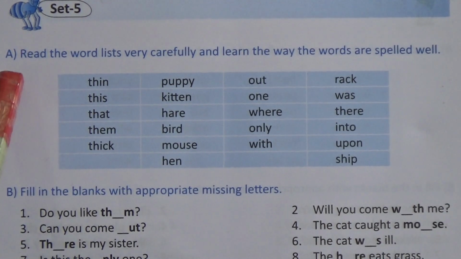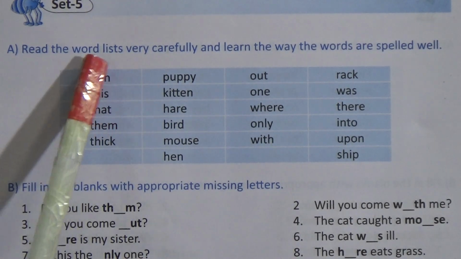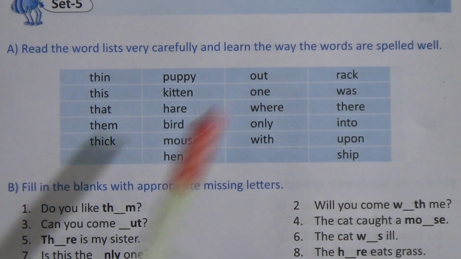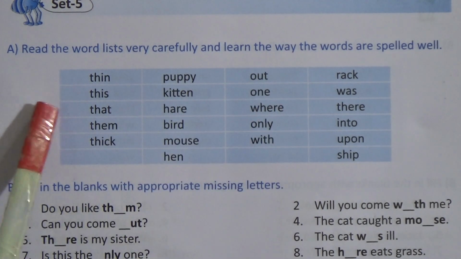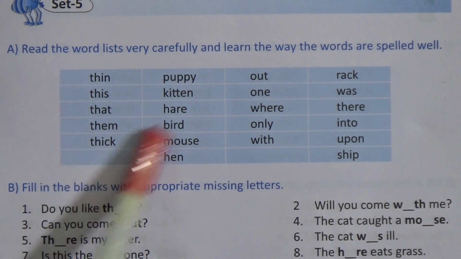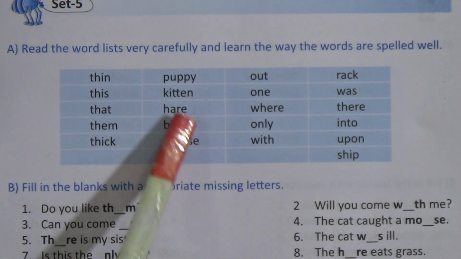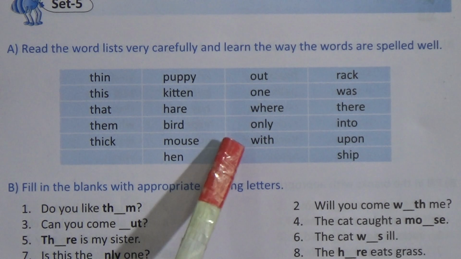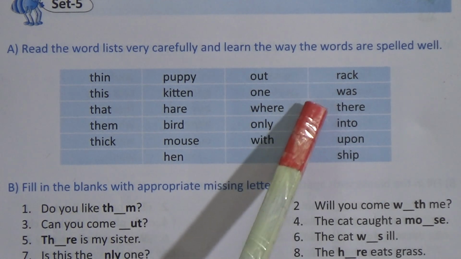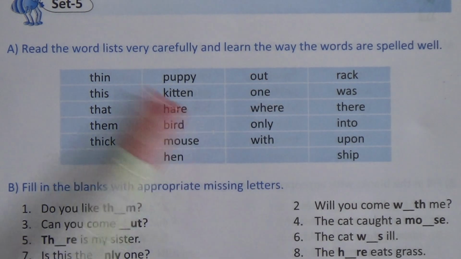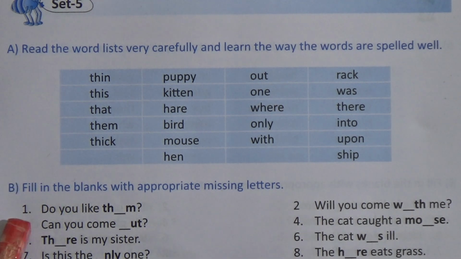And now we will solve set 5. In 5A, what is written? Read the word list very carefully and learn the way the words are spelled well. Okay, so let's read all these words: thin, this, that, them, thick, puppy, kitten, hare, bird, mouse, hen, out, one, where, only, with, wreck, was, there, into, upon, ship. So this was task A, and let's try to solve task B.